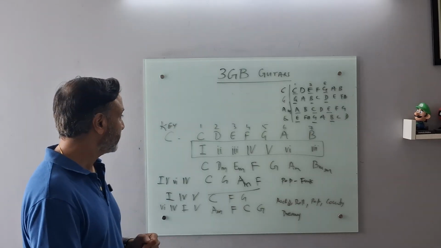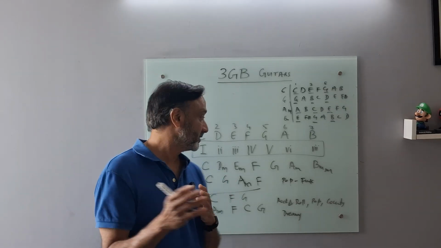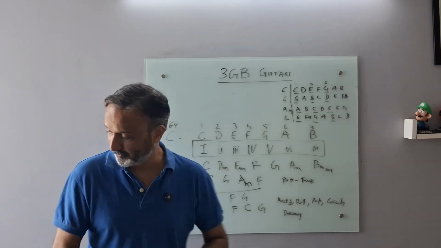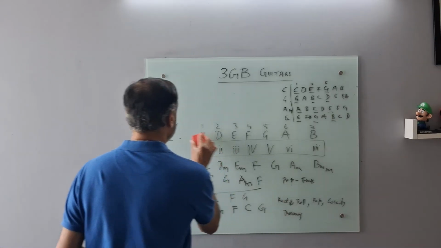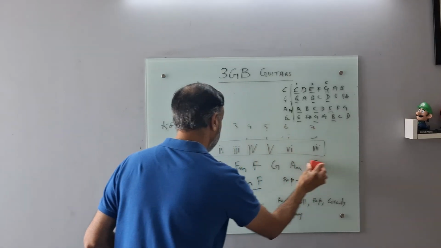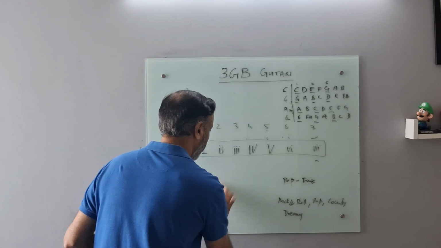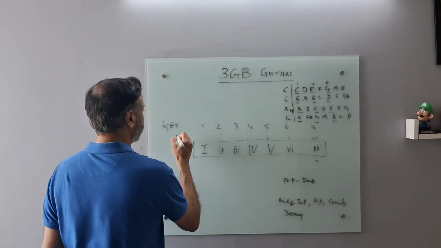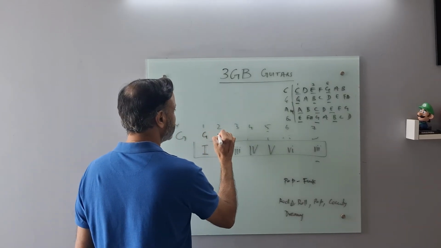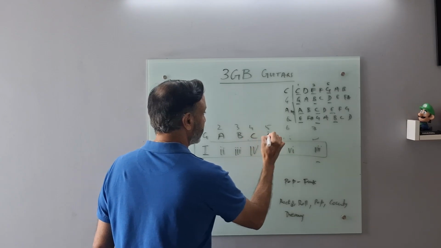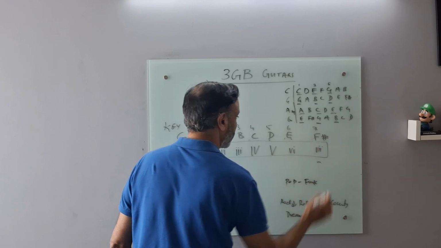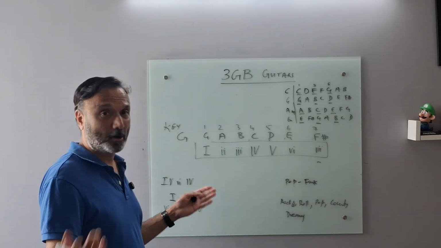Okay. Now let's see if you understood this better. We'll take another example, right? So let's try this for the key of G. Take all the notes: G, A, B, C, D, E, F sharp. Okay. How do you get the chords from these notes?